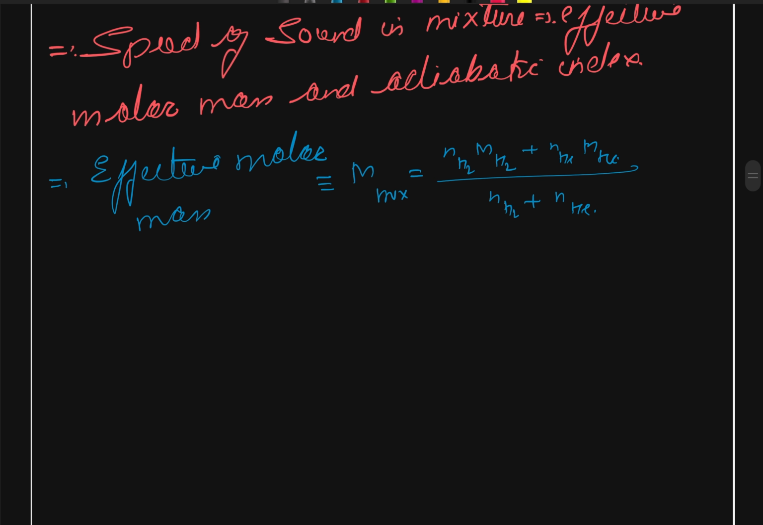Therefore we get the effective molar mass, that is M mix, equal to 1 into 2 plus 1 into 4 over 1 plus 1, which comes to 6 by 2. This gives us 3 gram per mole, or we can write this as 0.003 kg per mole. Now we come to the effective adiabatic index.